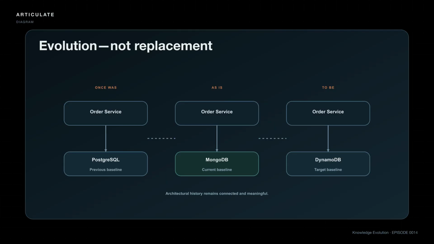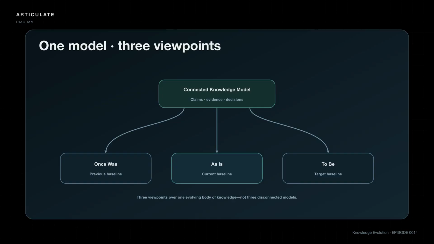This matters because architectural decisions have contexts. A decision made 2 years ago should be understood against the architecture that existed 2 years ago. Something that looks like a poor decision today may have been completely reasonable given the constraints, knowledge, and the architecture that existed at the time. So the knowledge hasn't simply been corrected. Our understanding has evolved.